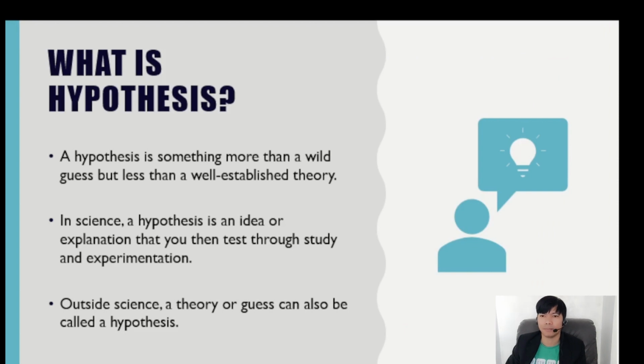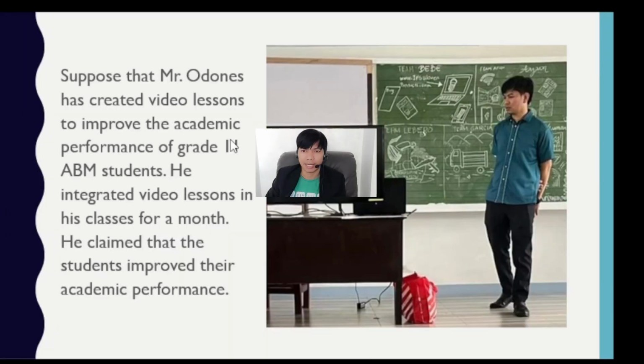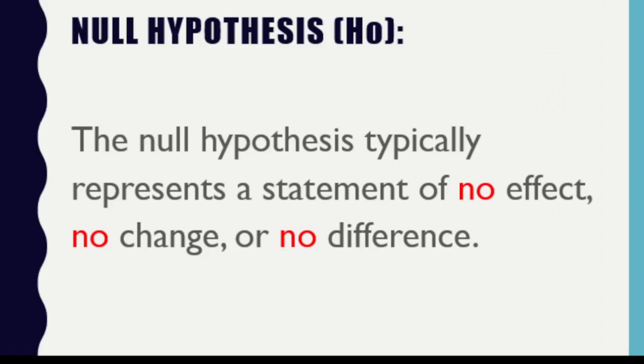Let's have an example. Suppose that Mr. Odones has created video lessons to improve the academic performance of grade 11 ABM students. He integrated video lessons in his classes for a month. He claimed that the students improved their academic performance. Now, to test Mr. Odones' assumption about the effectiveness of video lessons, in testing hypotheses, the assumption should be expressed into two opposing statements: the null hypothesis and the alternative hypothesis.